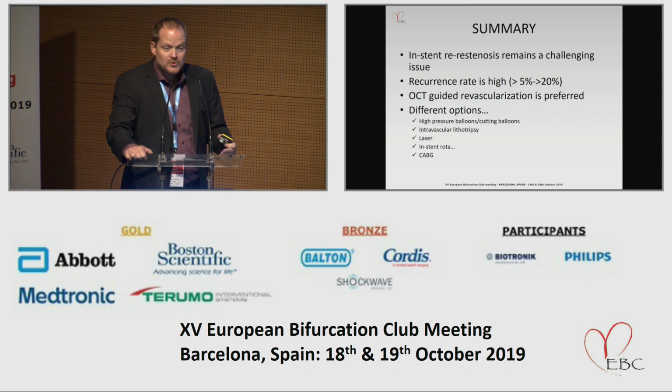Of course, there's different options to treat in-stent restenosis: high pressure ballooning, cutting balloons, intravascular lithotripsy, lasers in this case, in-stent rota. Shockwave, I think, is a newer modality that had just come into their hands at the stage when this patient was treated. But I think for stent underexpansion due to underlying calcium, shockwave definitely also has a role to play. And of course, CABG is another possibility. Thank you very much for your attention.